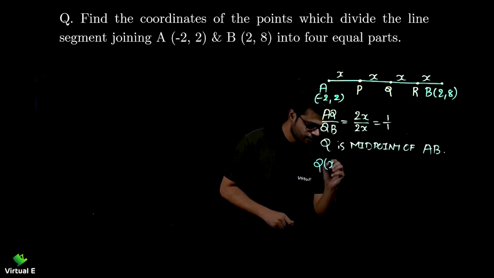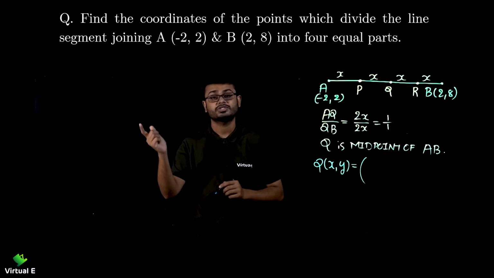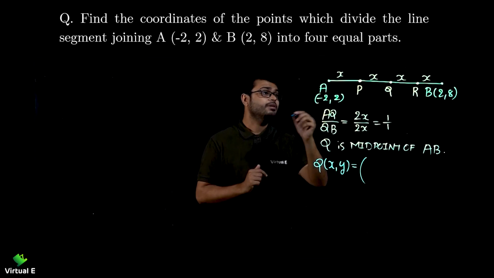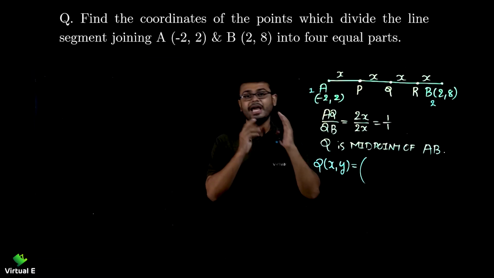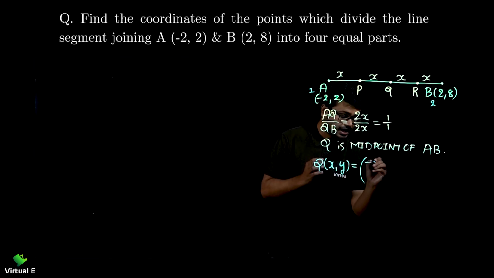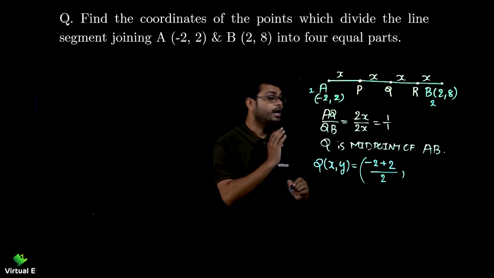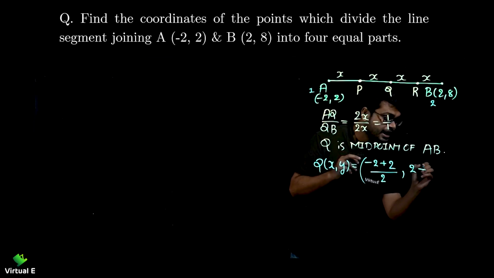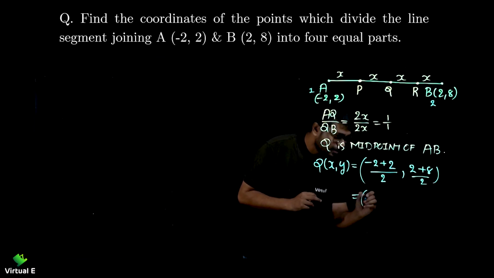So let's write Q (x, y). And to get the midpoint, the formula you can see over here: (x1 plus x2) by 2 and (y1 plus y2) by 2. A I will be taking as 1 and B I will be taking as 2. So first of all, at the x coordinate, here it is -2 plus here it is +2, and denominator 2, because we are talking about the midpoint formula. Then add the coordinates of y, so 2 over here and plus here 8, divide by 2. So here let's get the answer.